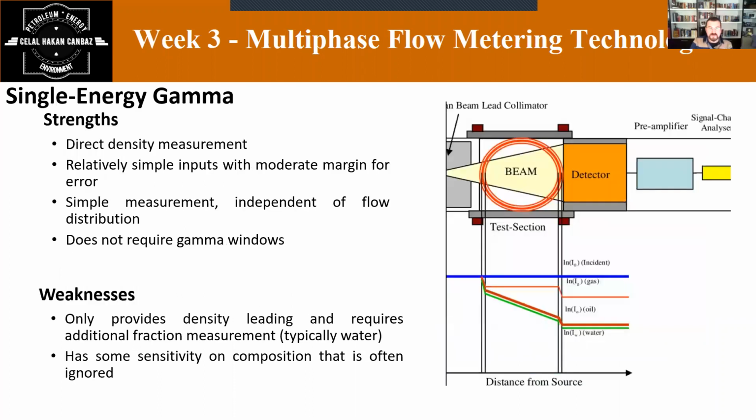So single phase gamma uses direct density measurements. It has relatively simple inputs with a moderate margin for error. Okay, acceptable. It has a simple measurement independent of flow distribution, and it does not require gamma windows. It does not require gamma windows because it's just using single energy gamma. I will explain what I mean.